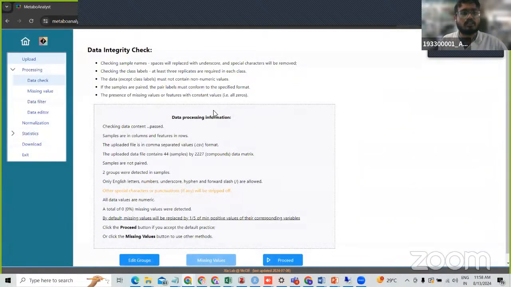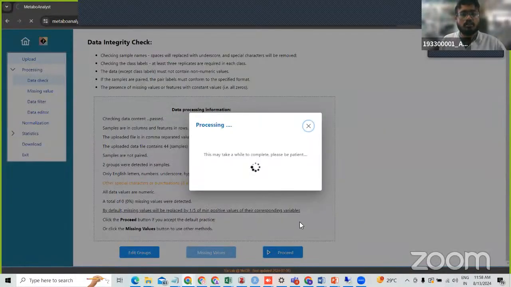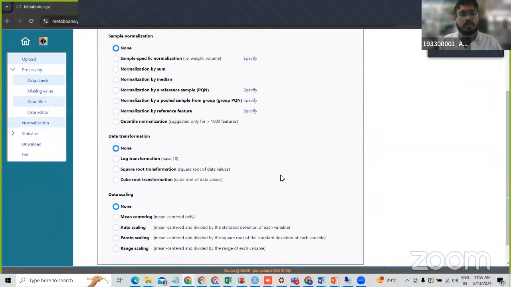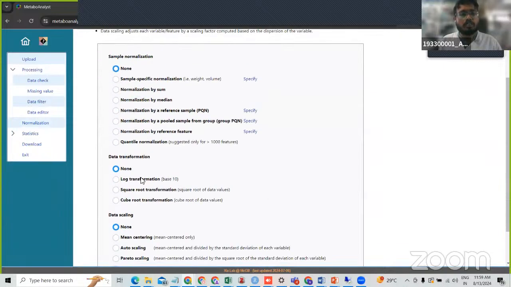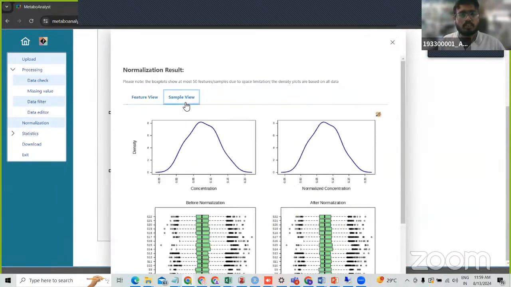So you can see that after your data file is successfully uploaded, it will show you the information that you have kept, and you will click on proceed. There are some filterings that you can do for better analysis of your data. Now, according to the particular dataset, you will do the transformation and normalization, which you will go through in the course.